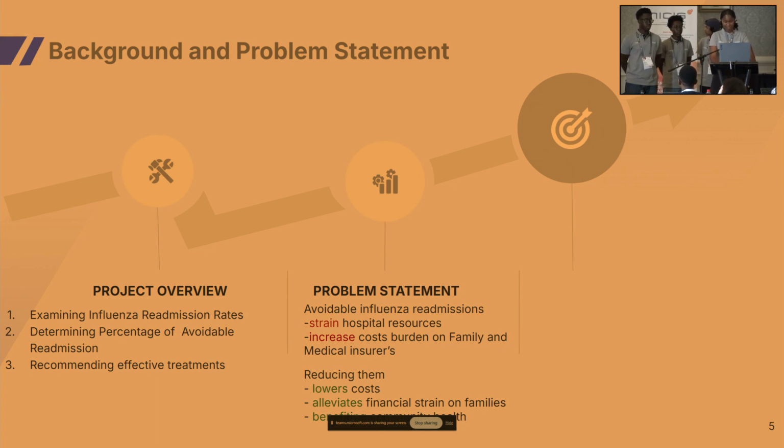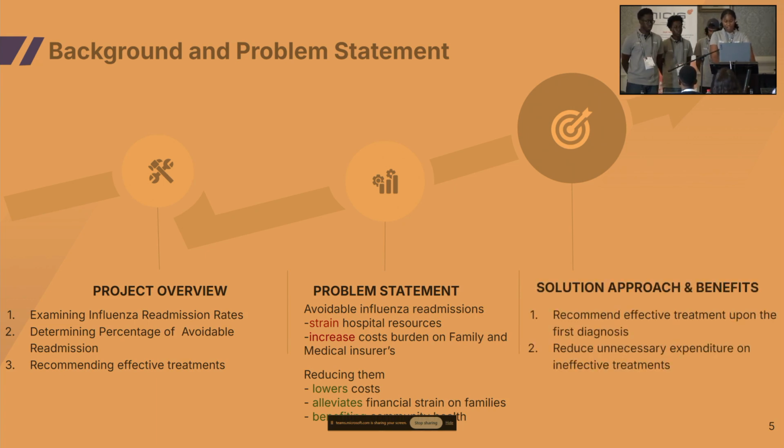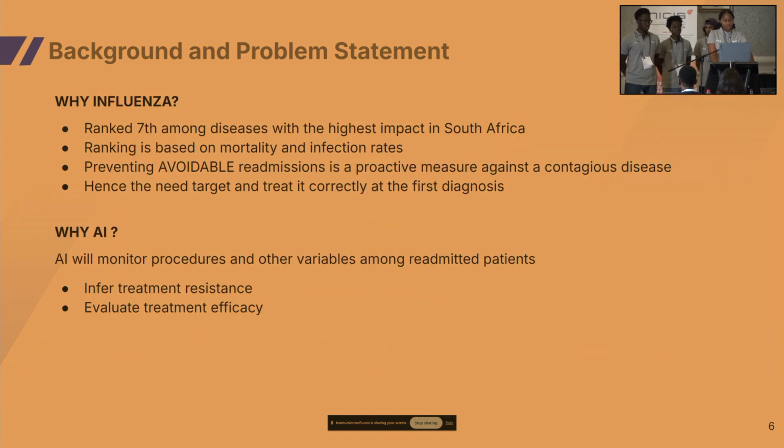Okay. And onto our solution approach as well as our benefits. So we'll be recommending an effective treatment upon first diagnosis so that we reduce unnecessary expenditure on ineffective treatments. So why influenza? So influenza is ranked 7th among diseases with the highest impact in South Africa. This ranking is based on mortality as well as infection rates.